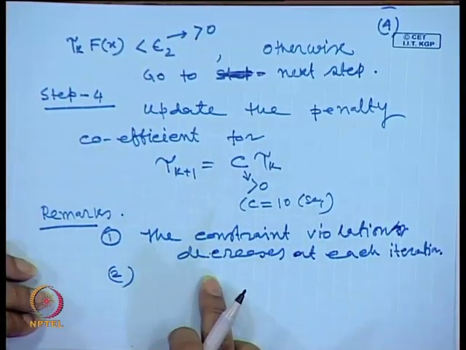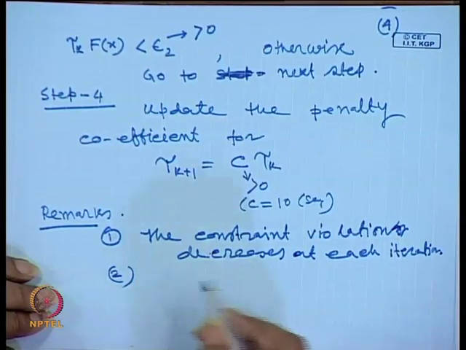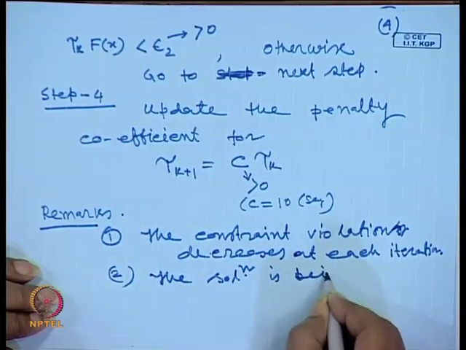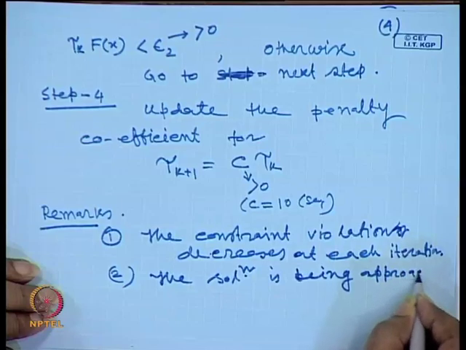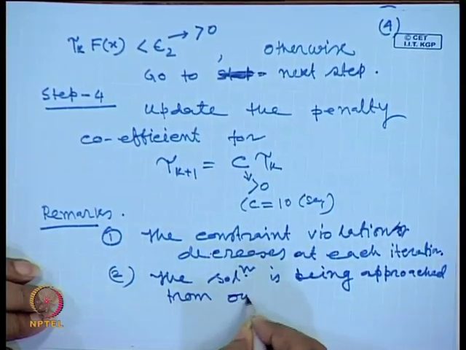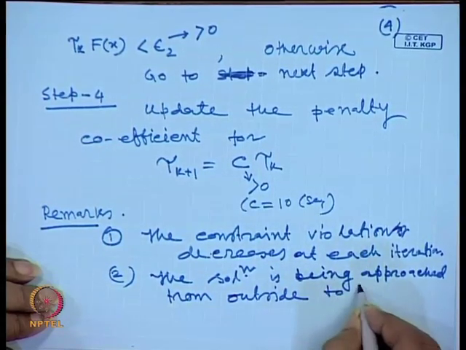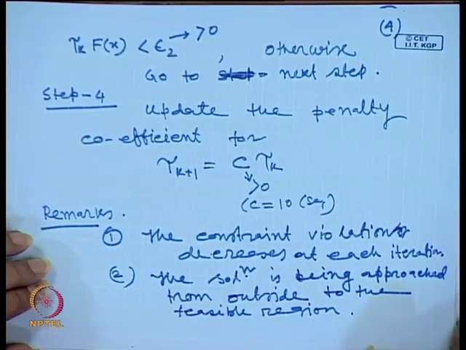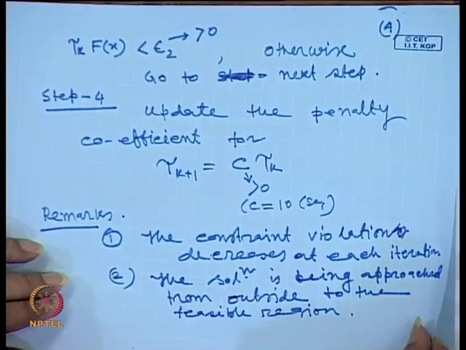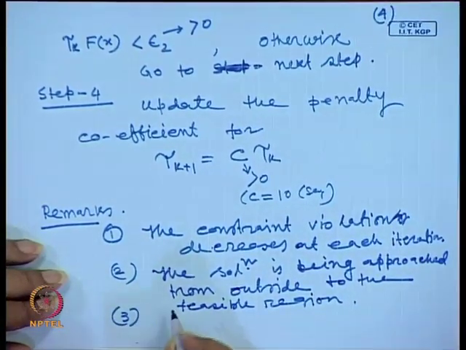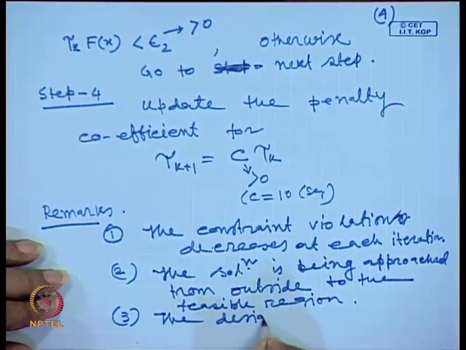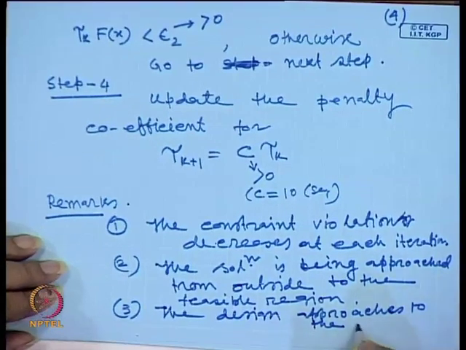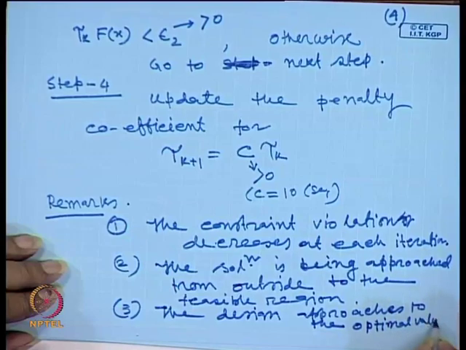Second, in other words, the solution is being approached from outside, meaning from the infeasible region to the feasible region. That is two things, and ultimately, finally, the design approaches the optimal value. So, these are the things.